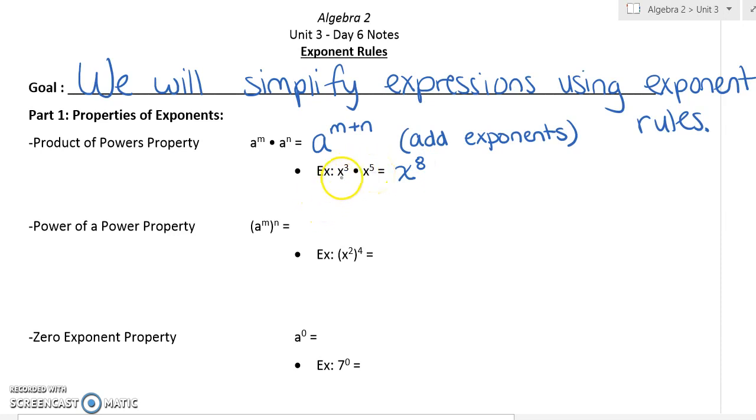Here's a proof for that. X to the third is really x times x times x, and x to the fifth is x times x times x times x times x. Well, if I count them, there are 3 here and 5 here. That results in 8 x's.